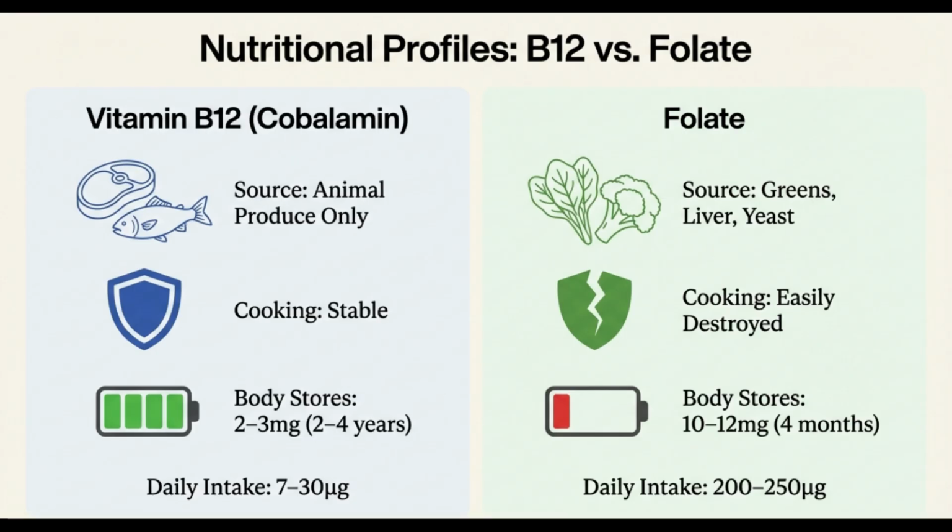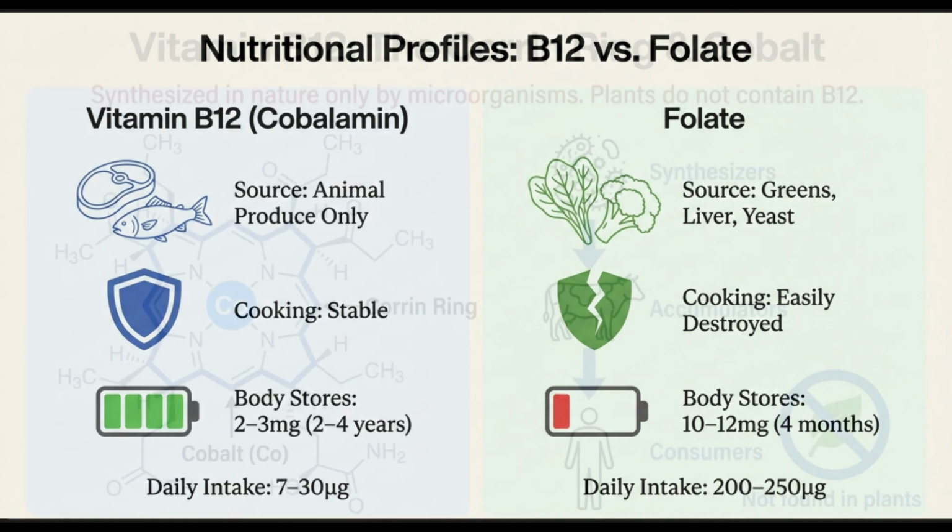But check out the body stores. This is the critical difference. We have enough B12 stored up in our bodies to last for 2 to 4 years. In contrast, our folate stores, they'll be gone in just 4 months. This explains so much, like why a folate deficiency can show up so much faster clinically.